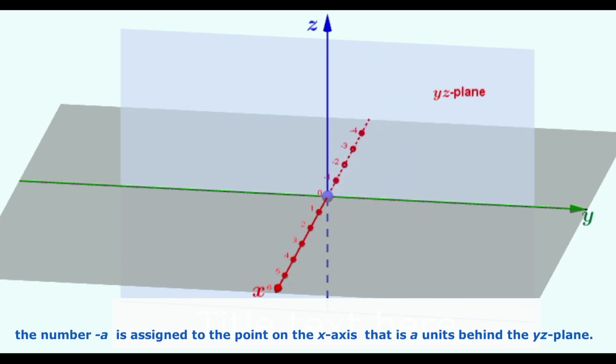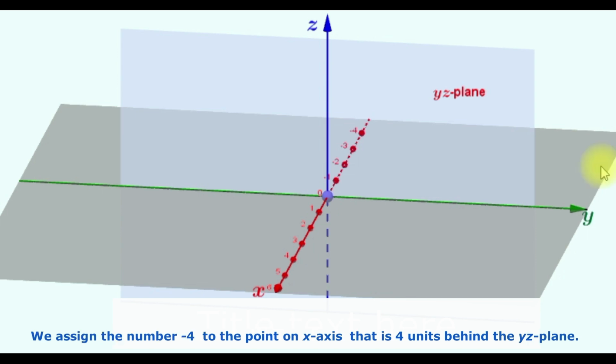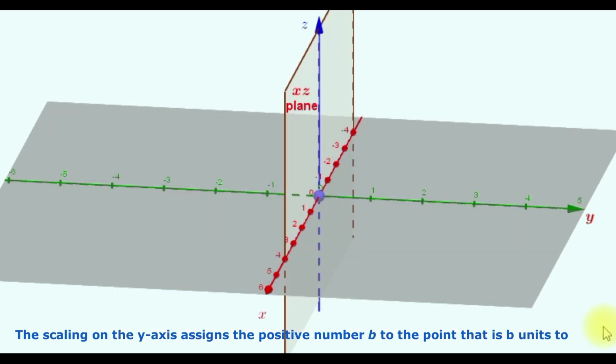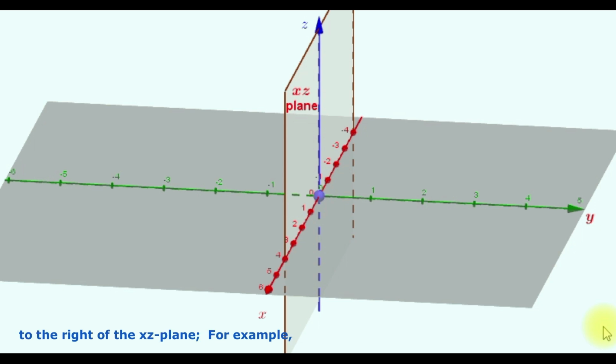The number negative a is assigned to the point on the x-axis that is a units behind the yz plane. For example, we assign the number negative 4 to the point on the x-axis that is 4 units behind the yz plane. The scaling on the y-axis assigns the positive number b to the point that is b units to the right of the xz plane.